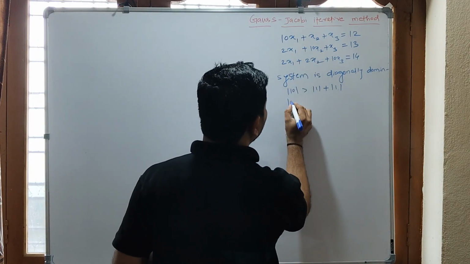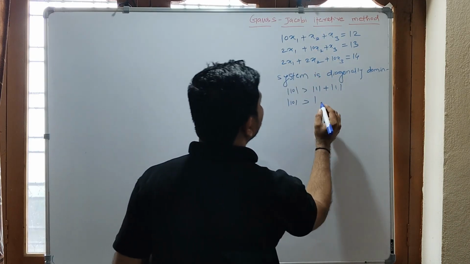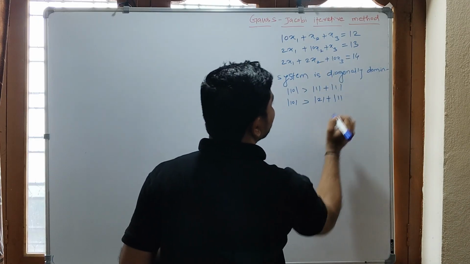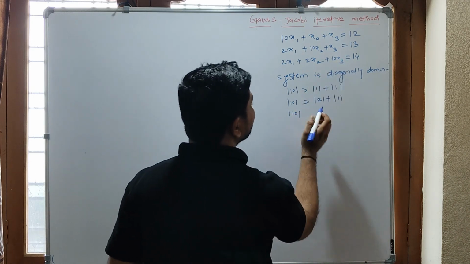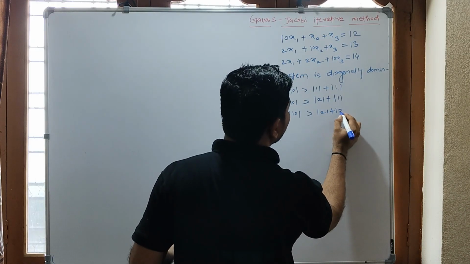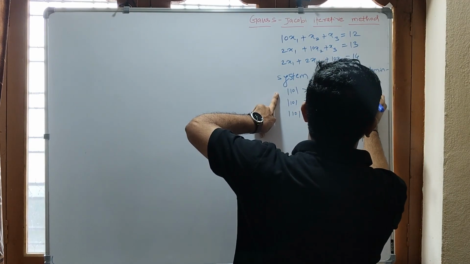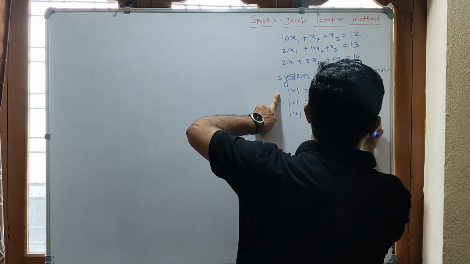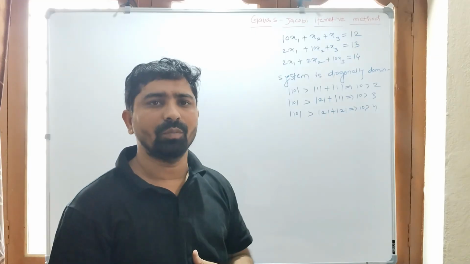Now mod of 10, that is this A22, is strictly greater than A21, that is 2, plus A23. Now come to the third equation: mod of A33 is strictly greater than A31 plus A32, that is 2 plus 2. Here I will write that 10 is strictly greater than 2, this 10 is strictly greater than 3, this 10 is strictly greater than 4. So our given system is diagonally dominant.